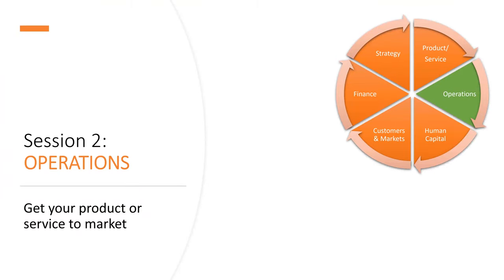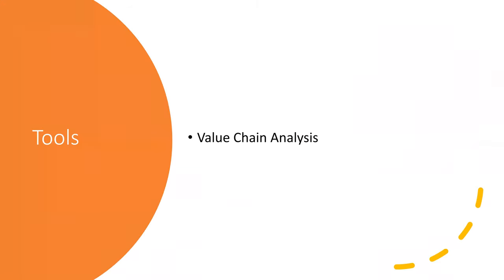Today, however, we are going to focus on operations, the second part of this pie diagram that we've introduced you to right at the beginning of the course. The second stage is operation. We've said that these are the six key areas for any entrepreneur, and specifically for the gig entrepreneur in this post-coronavirus environment. The tool that we're going to introduce you to today is the value chain analysis.